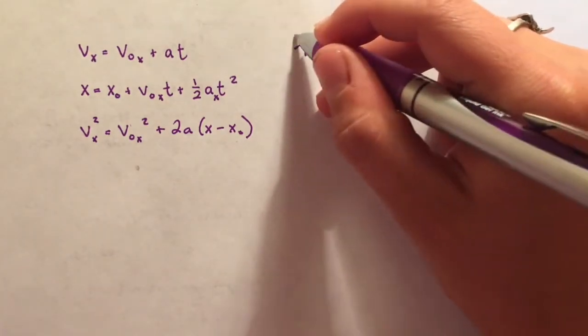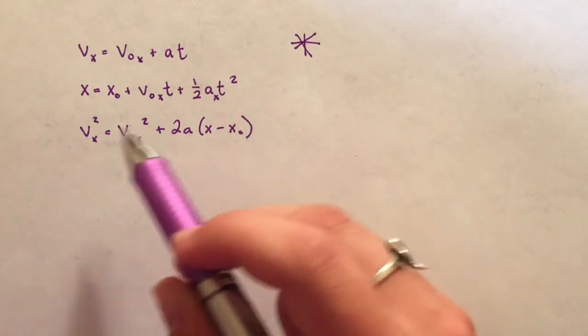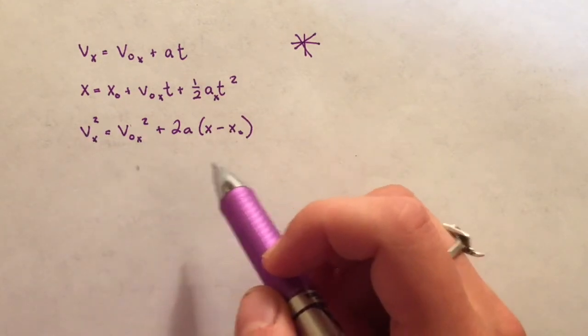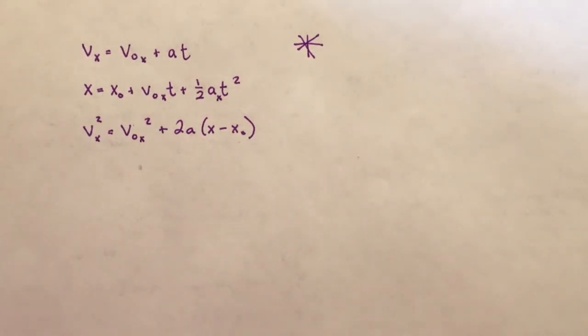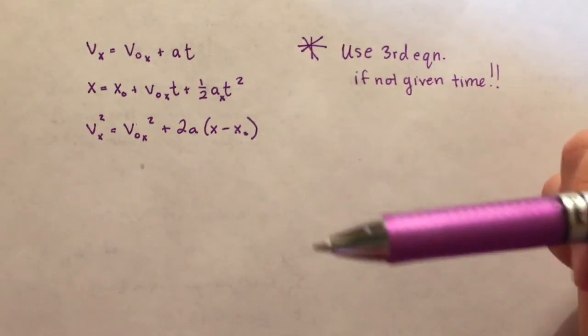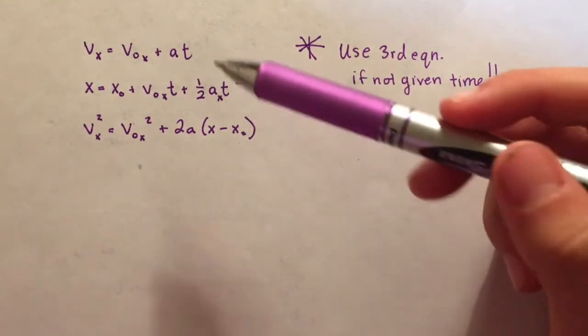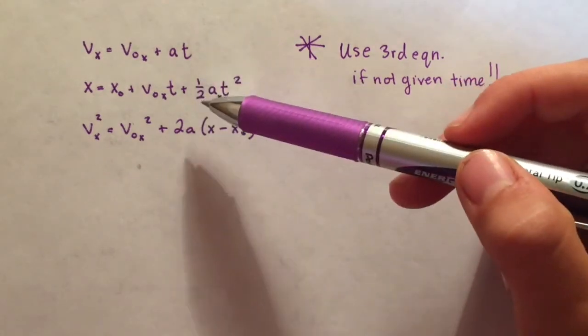Big hint number 1. Notice the third equation does not have time in it. There is no variable t. So, if you're not given time and you don't know anything about time, use the third equation. Okay, the other tip is if you need to solve for time, then you can use one of the first two equations.